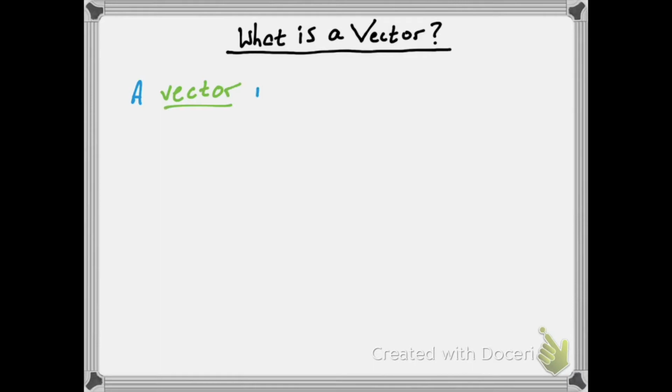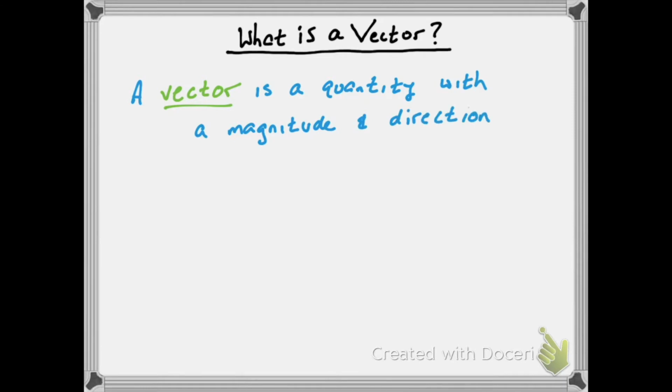What is a vector? To start, a vector is a quantity that has both a magnitude and a direction. So if you just said you're traveling 50 miles per hour, that wouldn't be good enough to be a vector. You'd have to say you're traveling 50 miles per hour east, let's say.